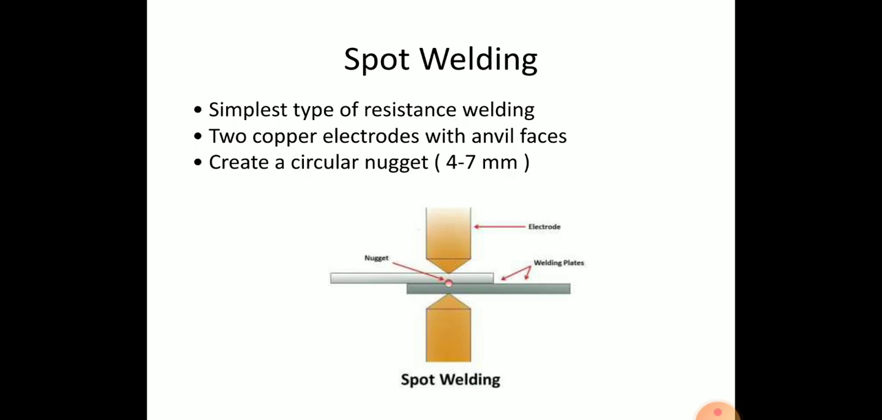Spot welding is a resistance welding process in which overlapping sheets are joined by local fusion at one or more spots, by the heat and pressure applied by the electrodes, one above and the other below the workpiece. The heat is generated because of the resistance to the flow of electric current through the workpiece. See in the figure, there are two plates, and above and below are the electrodes. Two copper electrodes with anvil face create a circular nugget of 4 to 7 mm.